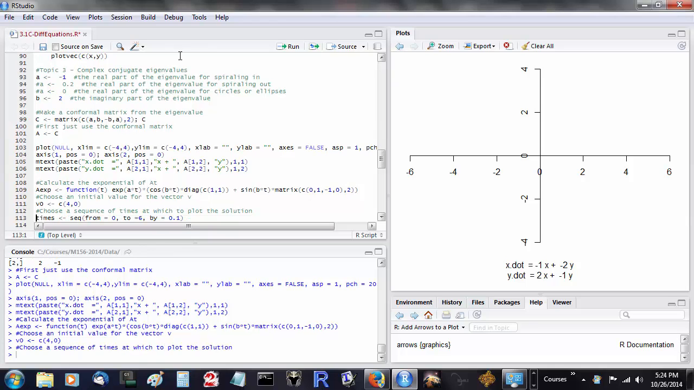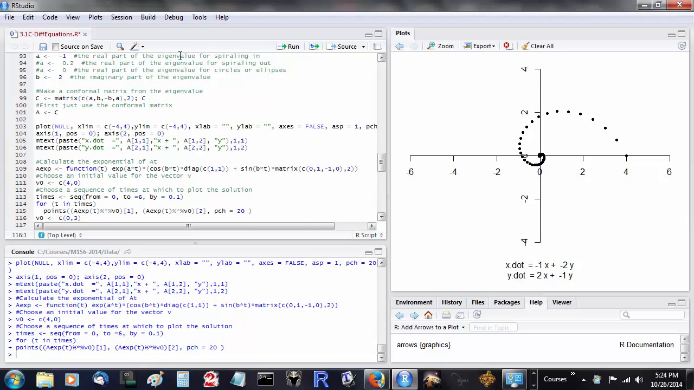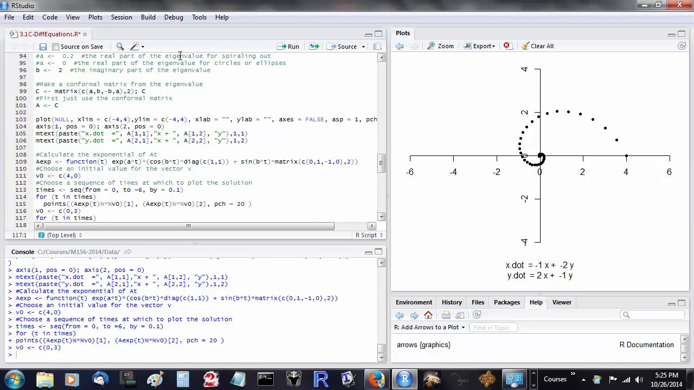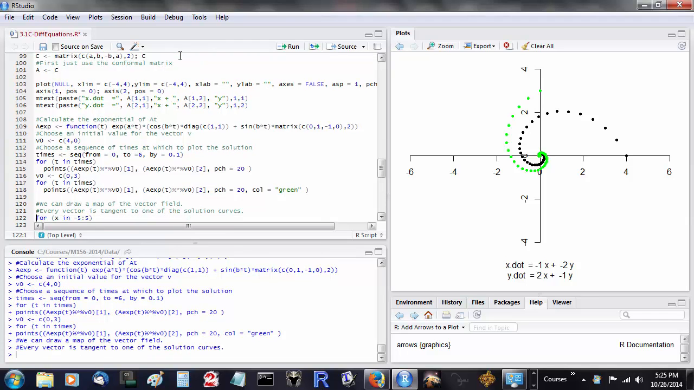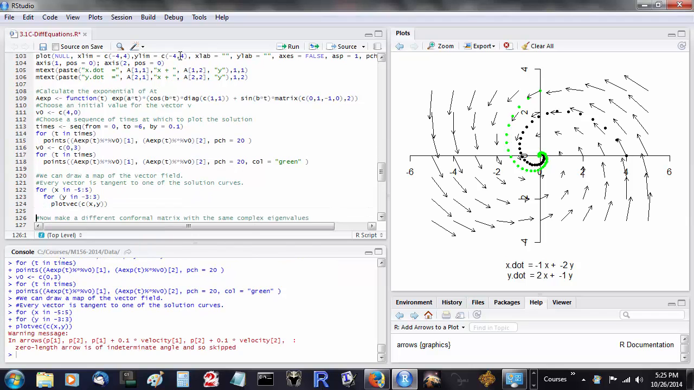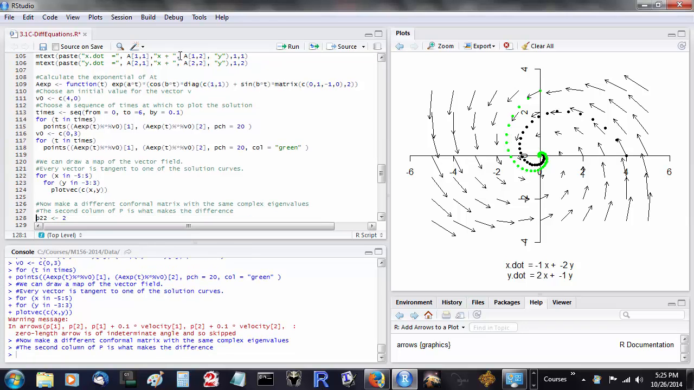I'll pick an initial value. I'll plot the solution every tenth of a second from 0 to 6 seconds. And isn't that a lovely result? What happens is that the solution spirals around counterclockwise and heads into the origin. If I pick an initial value that lies on the y-axis, exactly the same thing happens. And if we draw a map of the vector field, you can see it circling around.